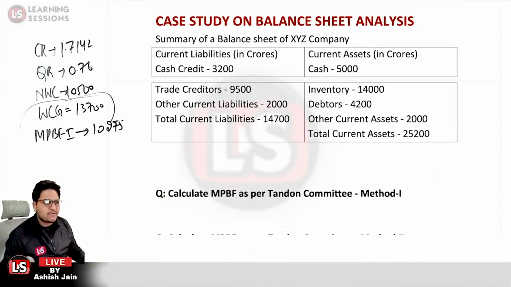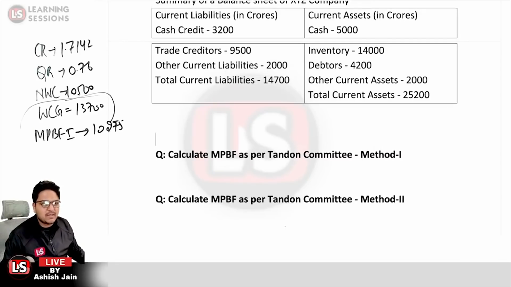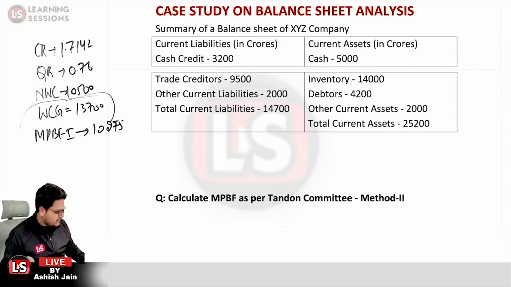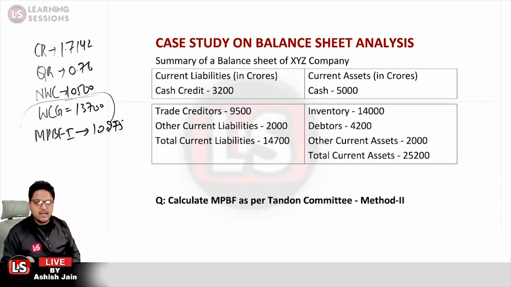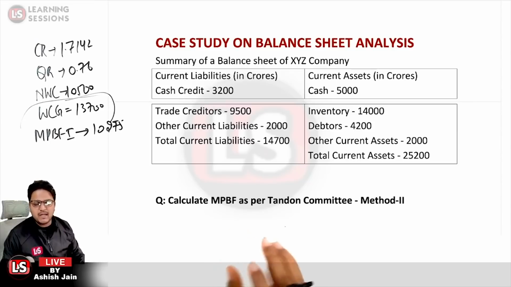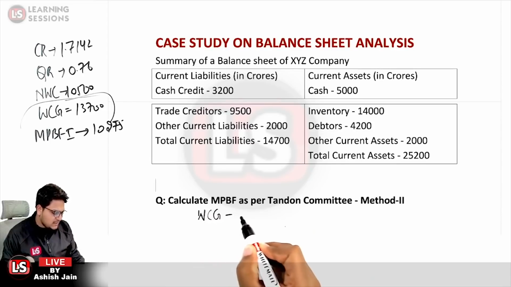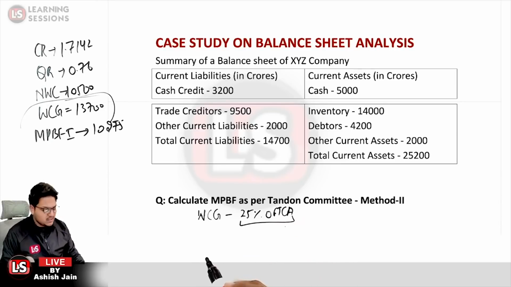So if you know the basics, definitely you can answer at the earliest. So we need to calculate the MPBF as per the Tandon Committee Method 2. So as per the Tandon Committee Method 2, again the part which can be financed is related to the WCG only. But let me tell you one thing. In case of method 2, the margin is to be maintained not at 25% of the working capital gap, but at 25% of the total current assets.